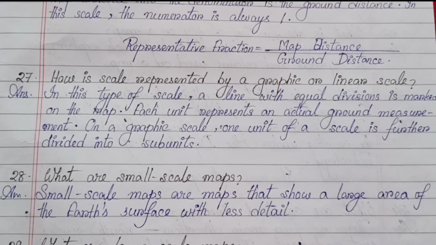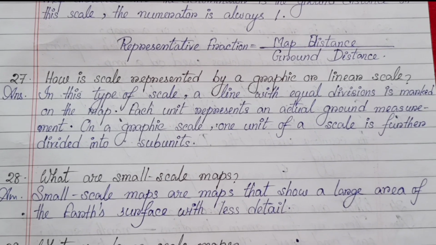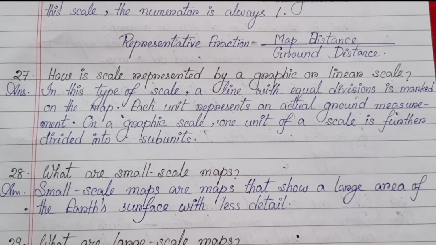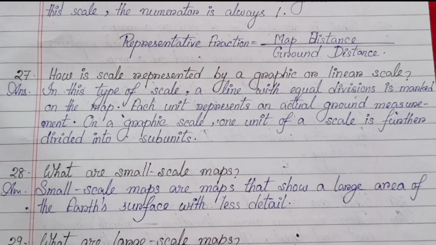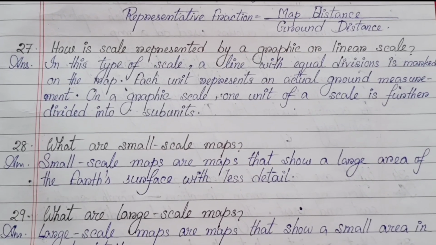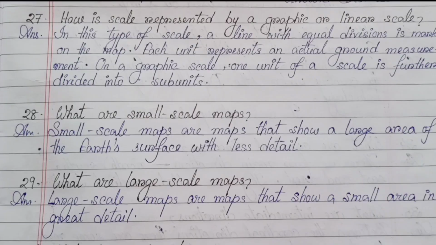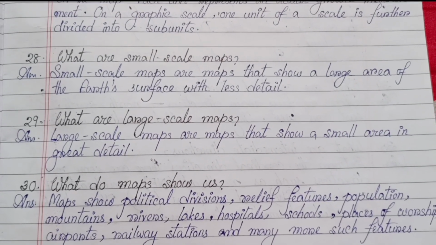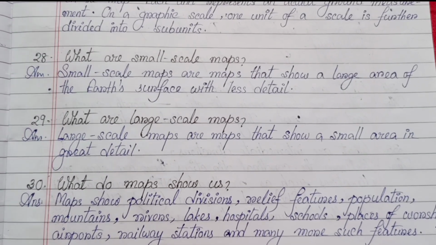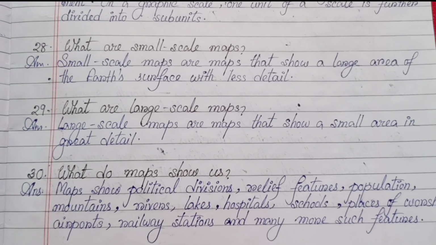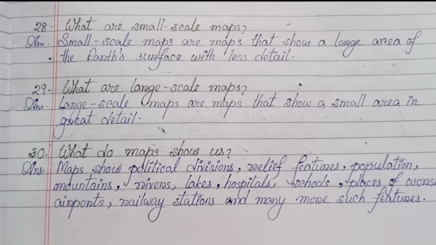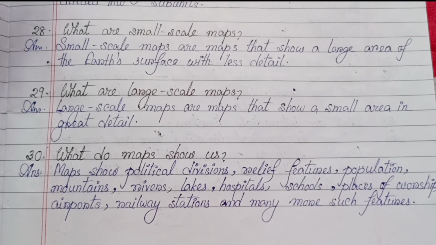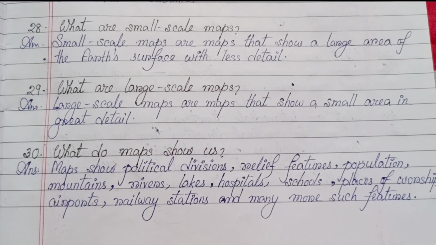In this type of scale, a line with equal divisions is marked on the map. Each unit represents an actual ground measurement. On a graphic scale, one unit of a scale is further divided into subunits. 28. What are small scale maps? Small scale maps are maps that show a large area of the earth's surface with less details. 29. What are large scale maps? Large scale maps are maps that show a small area in great details.